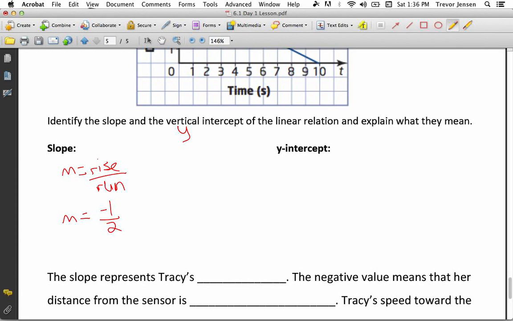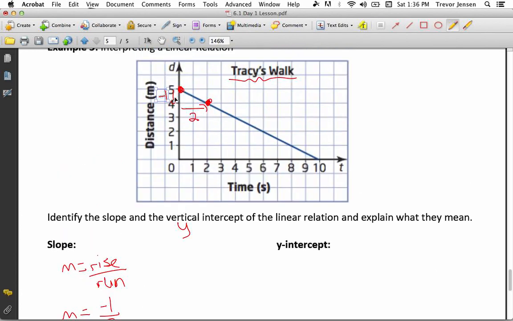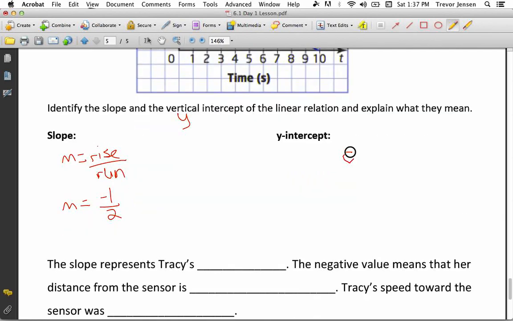My y-intercept, where does this line cross the y-axis? Let me just get rid of all this stuff. Where does the line cross the y-axis? Looking at my graph, it crosses right here at 5 on the y-axis. So my b value is equal to 5. Okay? Now let's interpret what these values actually mean for this question.